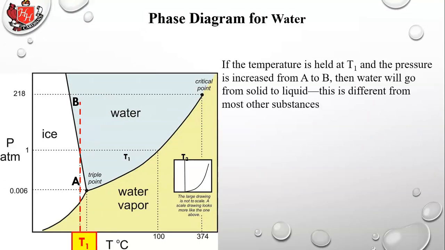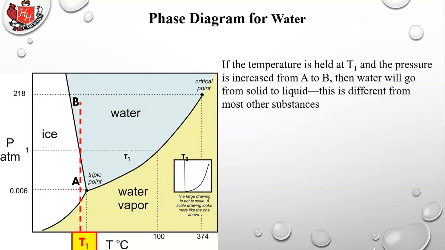If the temperature is held at T1, so you look down at the bottom, there's T1, and the pressure is increased from A to B, then water will go from a solid to a liquid. This is different than most substances. So think about that. This happens. Notice that the line between A and B, where that red dashed line is passing through, the one between water and ice, notice that it's sloping to the left. That's different than most phase diagrams.